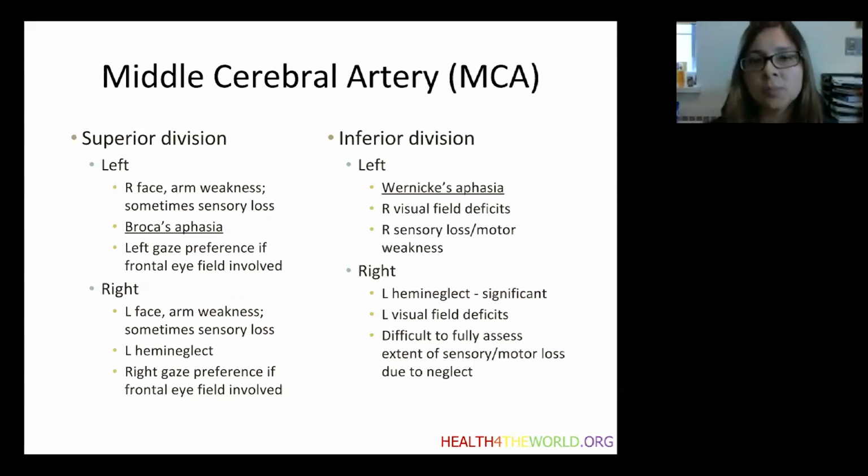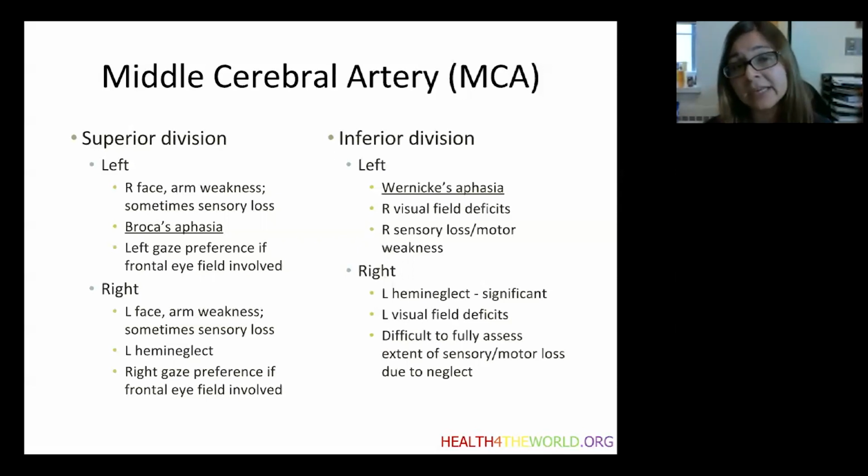In a right superior division MCA stroke, we'd see the contralateral face and arm weakness and sensory loss, so left-sided. And again, we tend to see more neglect when we have a right-sided stroke, and that's because of the role of the right hemisphere in self-awareness and sustained attention. And so with a right MCA superior division stroke, we might see that hemi-neglect. Let's go to the inferior division.